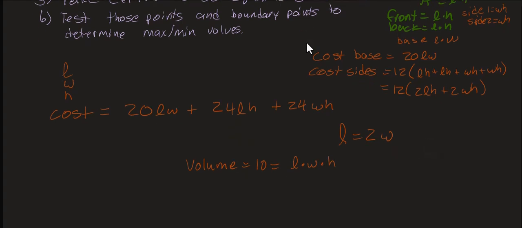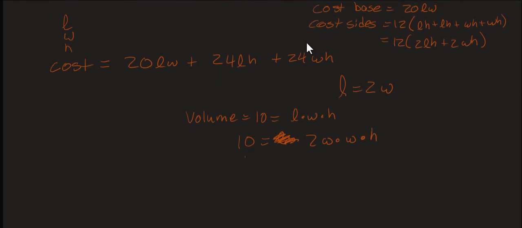So what can I do with this? Well, I know that the length is 2W. So now I can say 10 equals L times W times H, and L is 2W, so 10 is 2W times W times H. So 10 equals 2W squared H, which means H equals 10 over 2W squared.